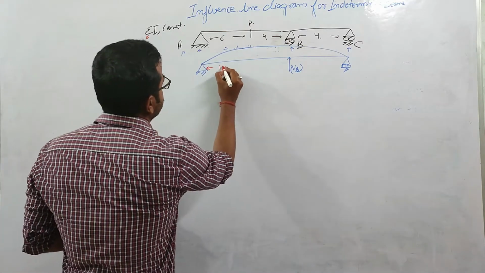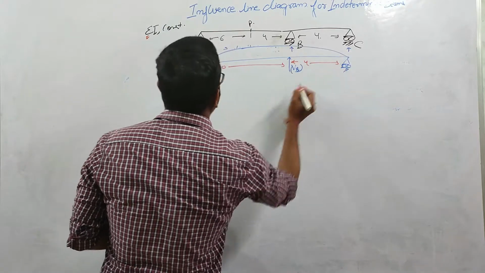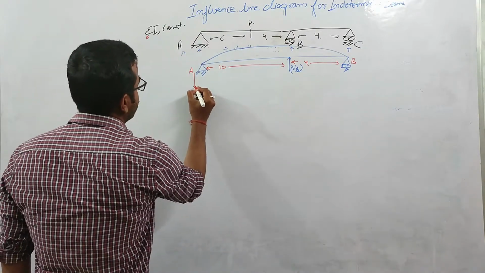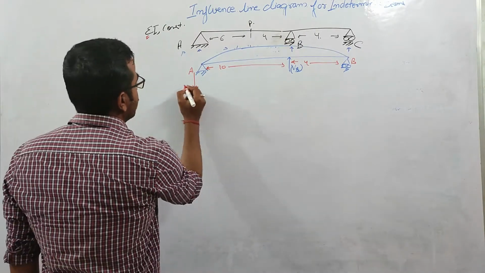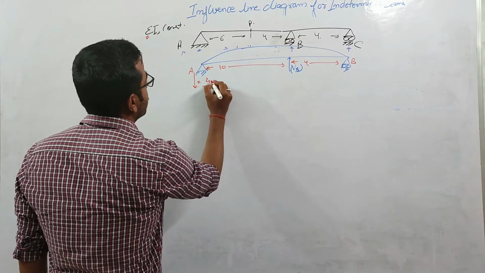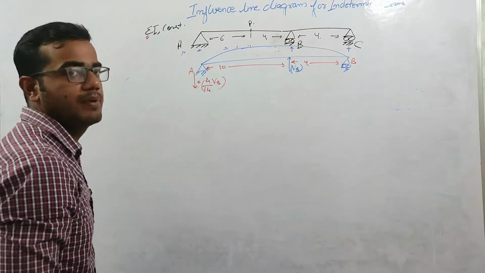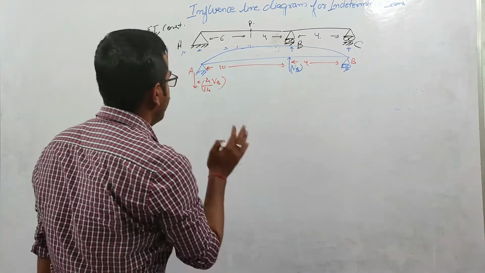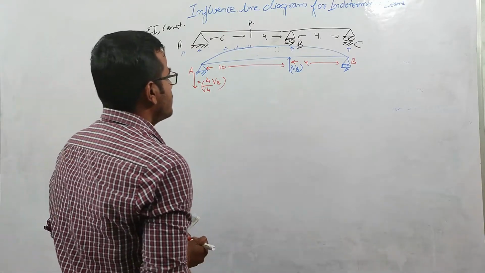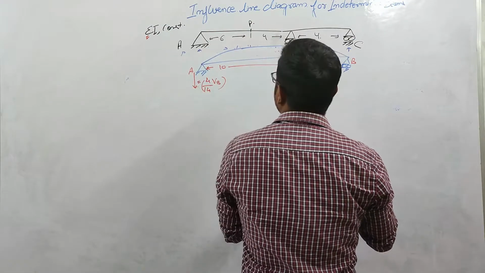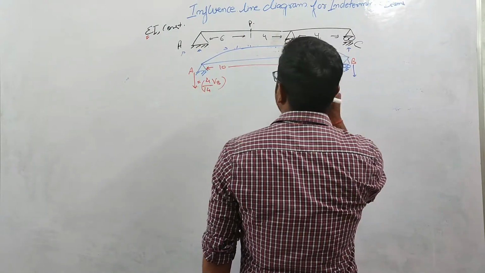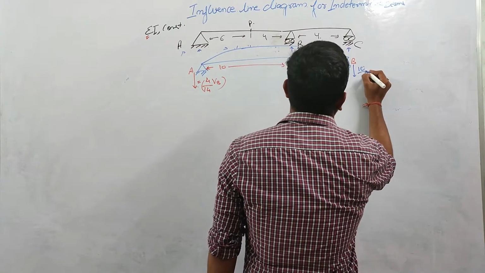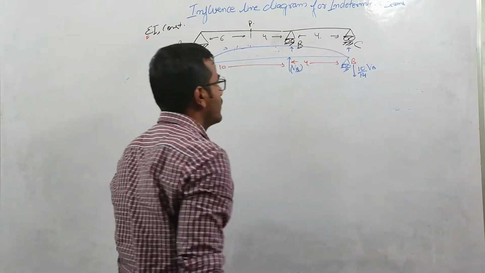If this distance is 10 meter and this distance is 4 meter, at this A support the reaction will be in downward direction, and the value is 4 upon 14 VB, right? This is simple. You can calculate it by taking moment about A or B. I won't discuss this over here. Now at this support, the vertical reaction will be in downward direction, and the value will be 10 divided by 14 into VB.